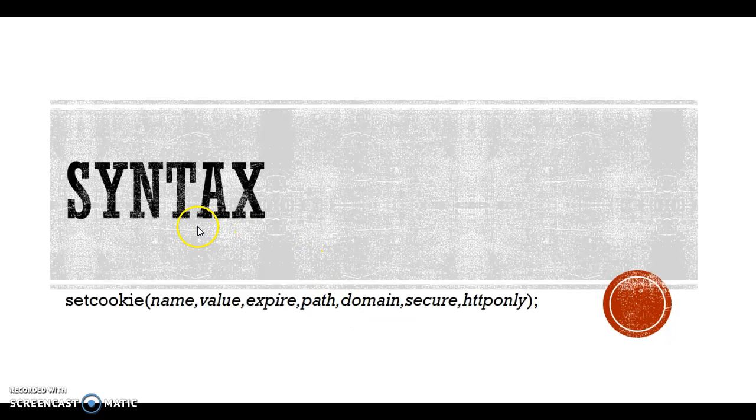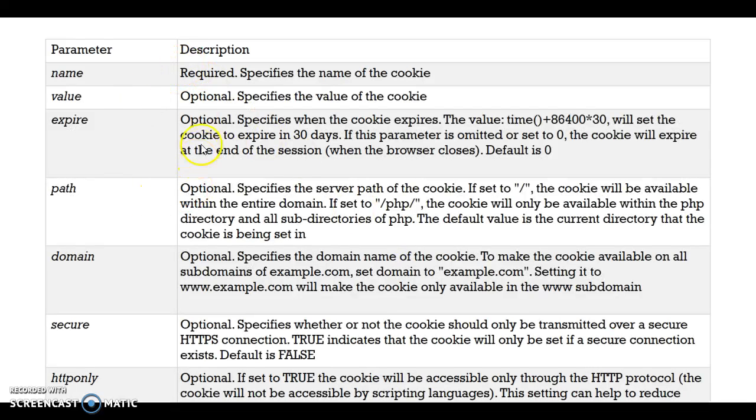So in the syntax of the setCookie function, you have your name, value, and then you have this other information right here: expire, path, domain, secure, HTTP only. And I'm going to talk about those a little bit more. So you have your parameters, and then you have the description of the parameter. Name is required, and specifies the name of the cookie. Value sets the value to that required name, and it is optional.